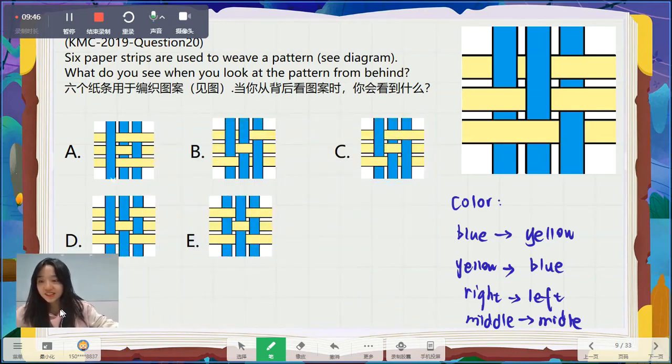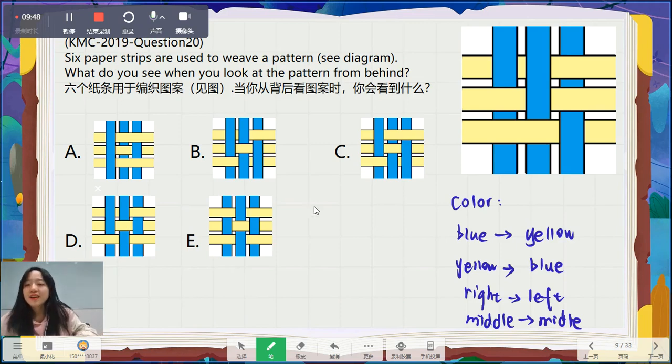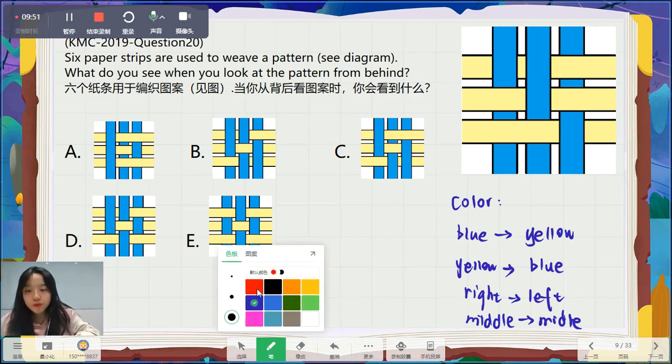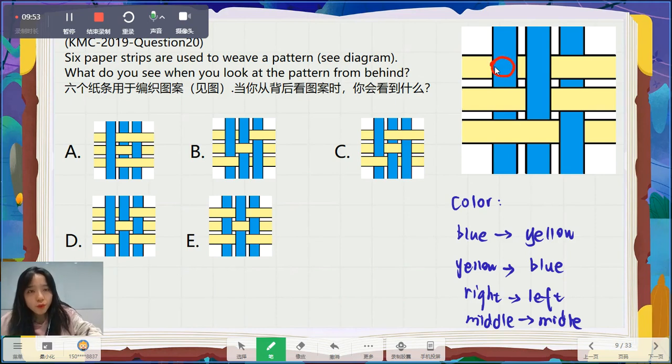Okay, and let's see here how to check the answer. Let's see some points. The important part is a crossing point, because only this can tell us who is on the top, who is on the bottom. So at first, for the left side, it's a blue one, and in the middle, it's a blue one. After we flip it, this one will turn into yellow, and this one will also turn into yellow.